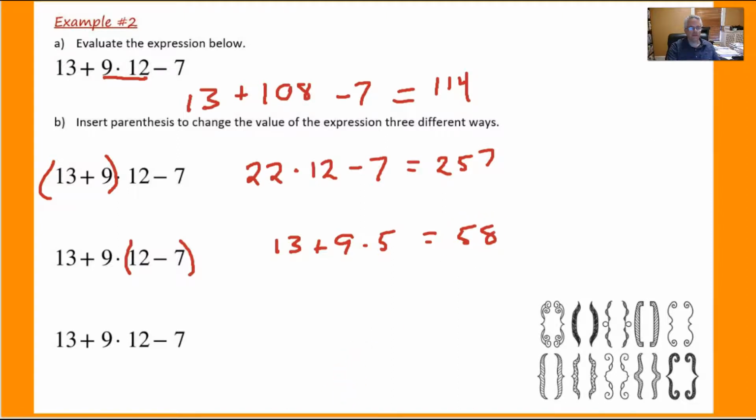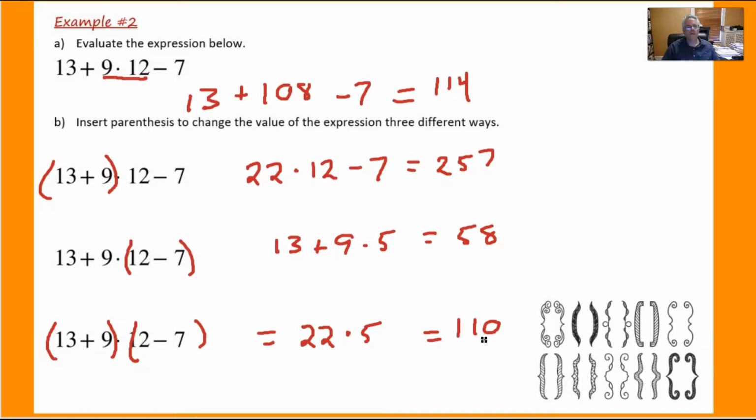How else can we change this? We can use 2 sets of parentheses. We put those in parentheses and those in parentheses. So this would become 22 times 5, which is 110. So we managed to come up with 3 different values based on how we use parentheses.